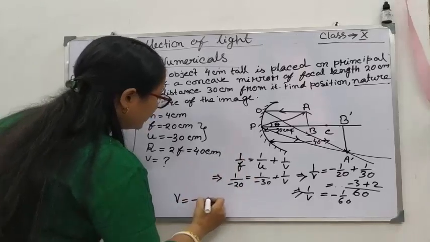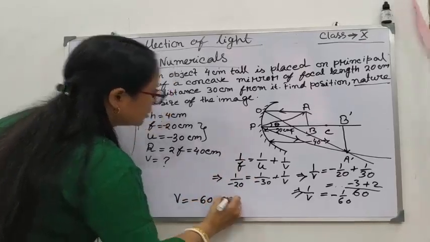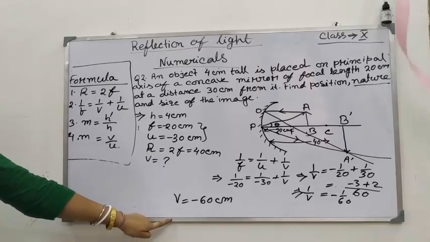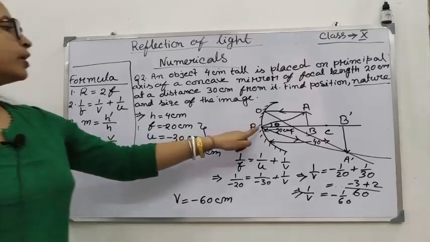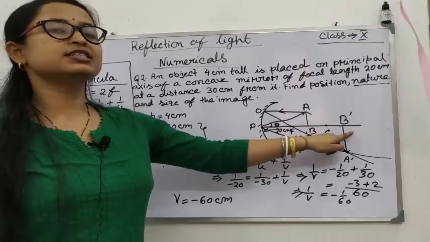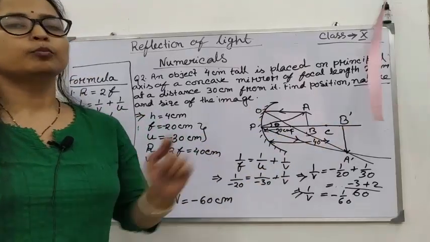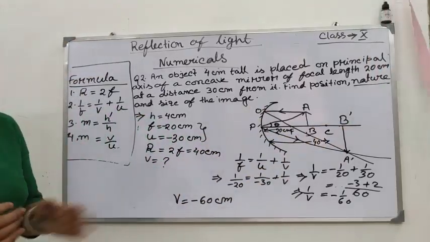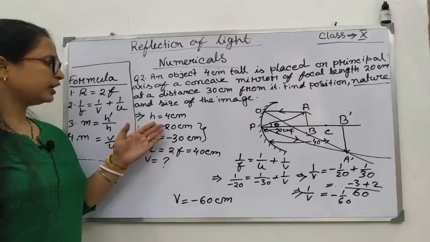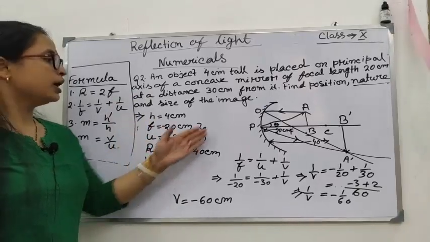The value of v will be 60 centimeter. This is the position of the image. That means the image will form at a 60 centimeter distance from the pole. Clear up to this? Let me again explain. Here all the things given, we have written.